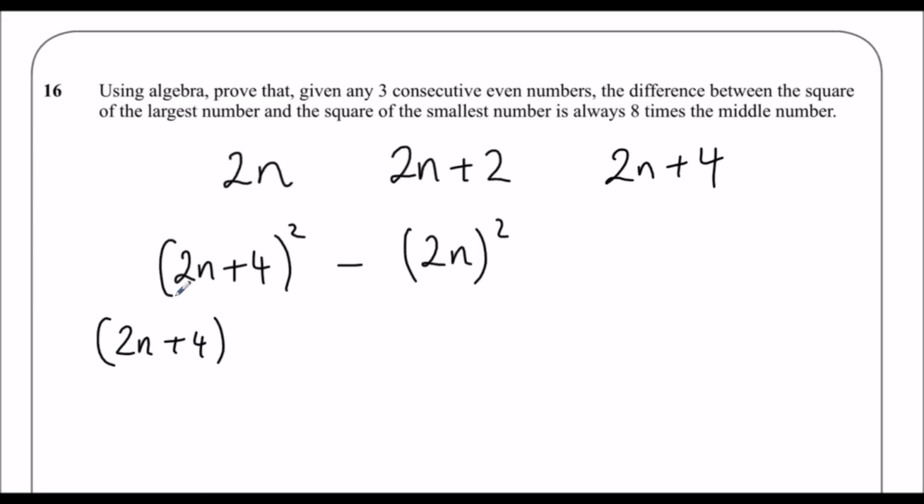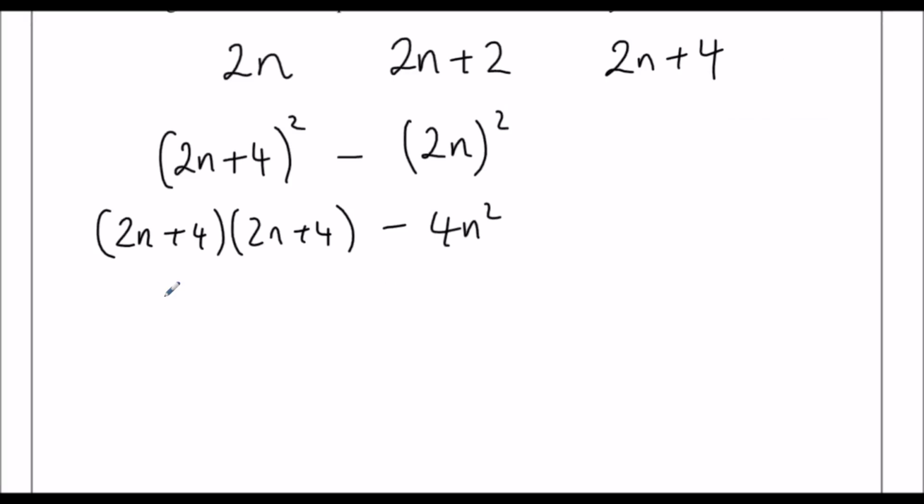So for squared, 2n plus 4 squared means 2n plus 4 times 2n plus 4. And 2n all squared is 2n times 2n, which is 4n squared. So expanding these brackets, 2n times 2n is 4n squared, 2n times 4 is 8n, 4 times 2n is 8n, 4 4s are 16.